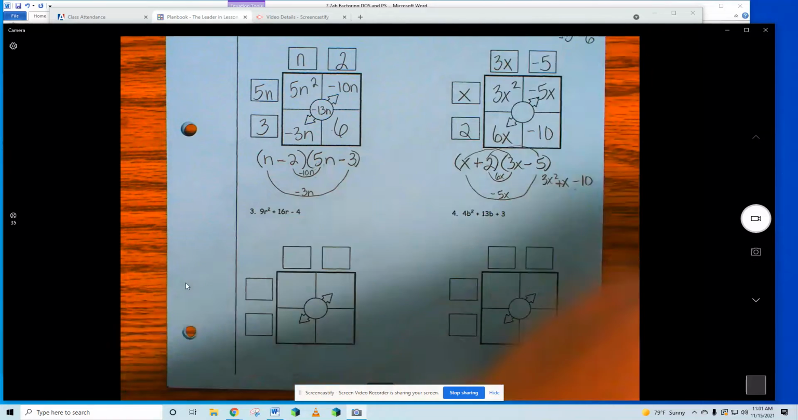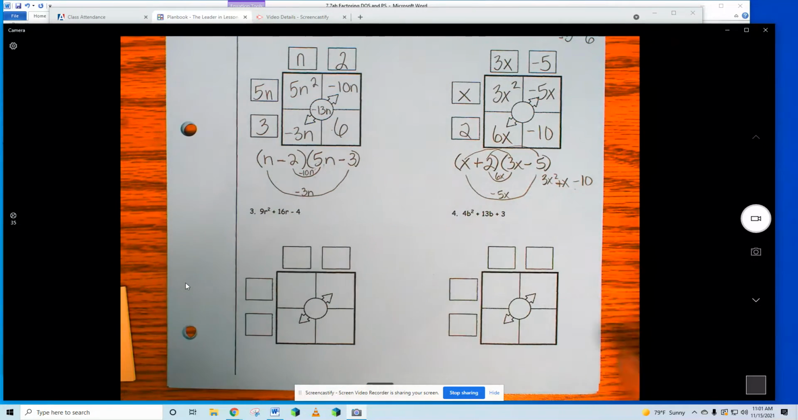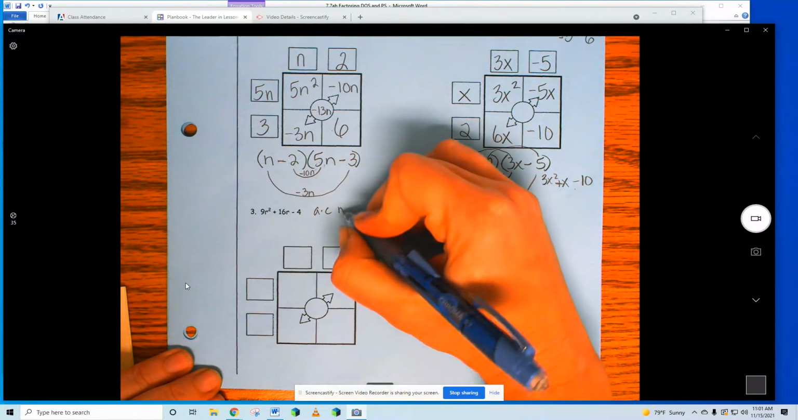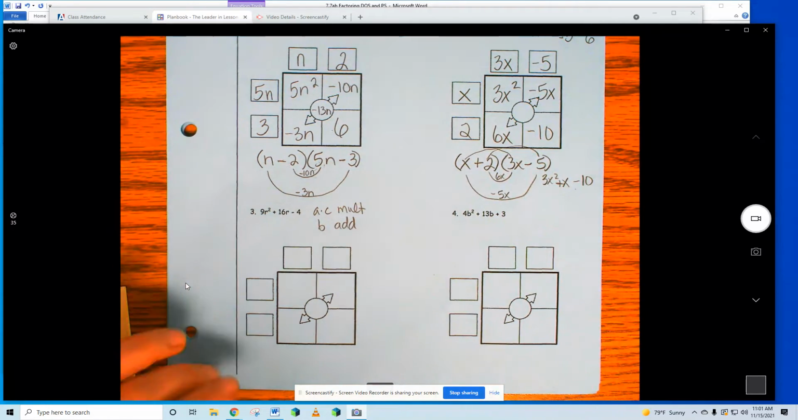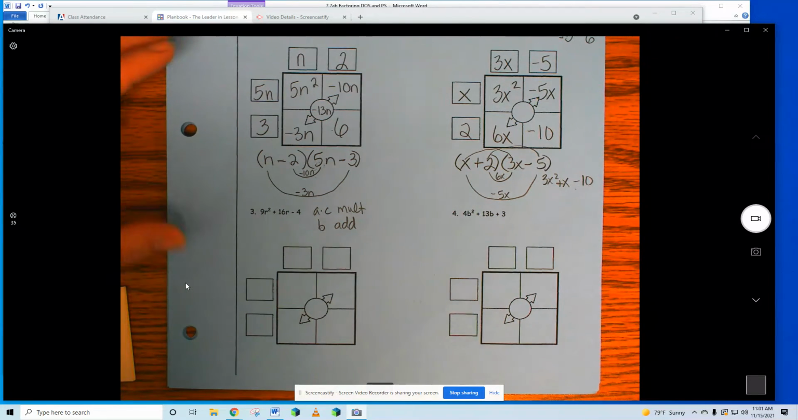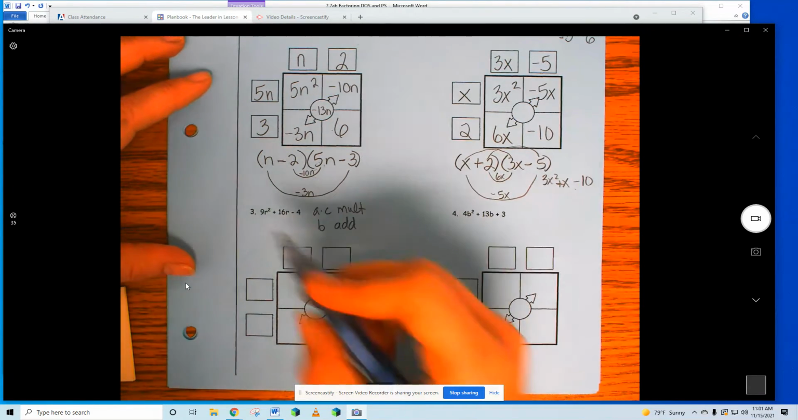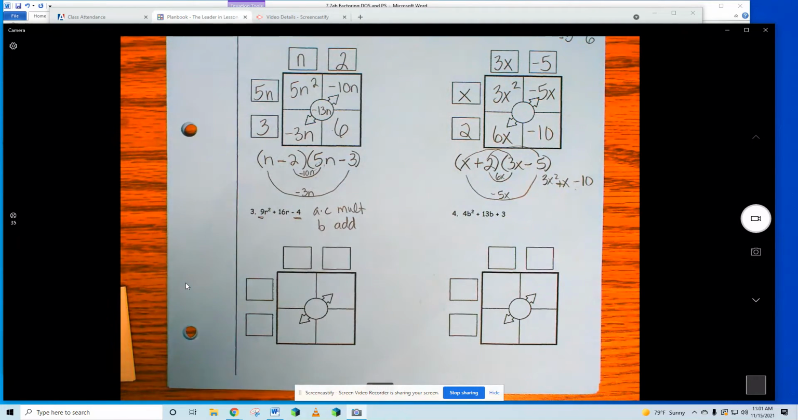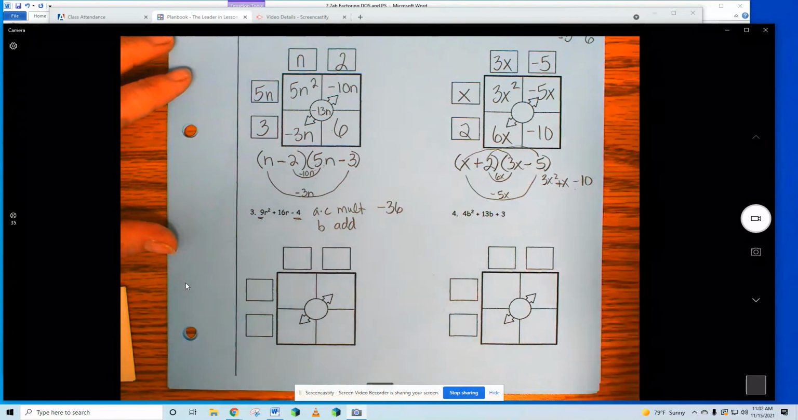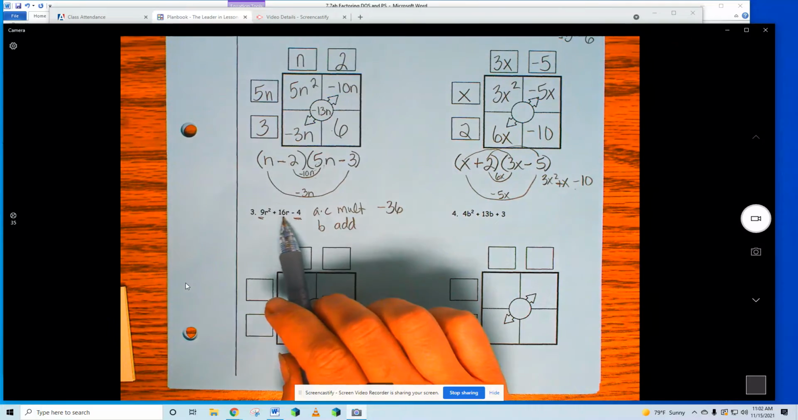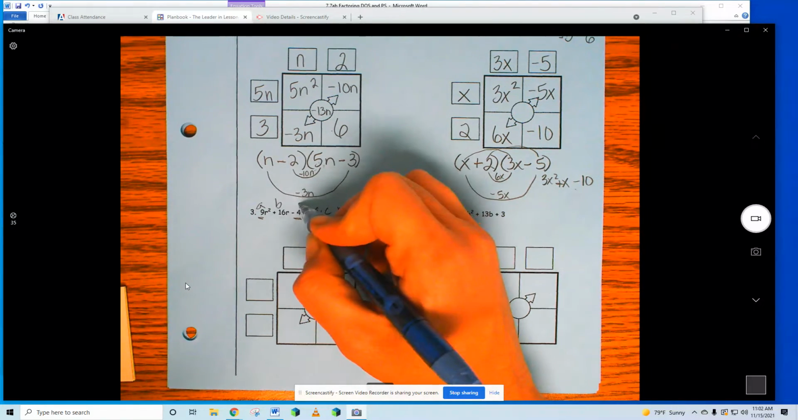Okay. I need to multiply a times c, add to b. So I'm multiplying. What's a times c? 9 times negative 4. What's 9 times negative 4? Yeah, negative 36 though. What's b? A, B, C.